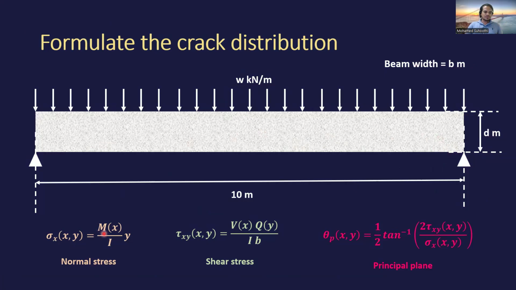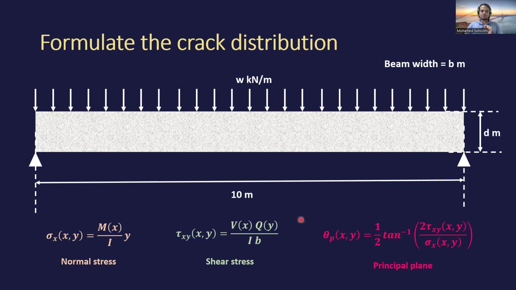Then you know this is from your simple bending theory and this is from your Mohr circle, right? For simple bending theory, you know the normal stress and shear stress equations. Then this is from my Mohr circle, right? From the Mohr circle, the principal plane. So these are the equations, right?